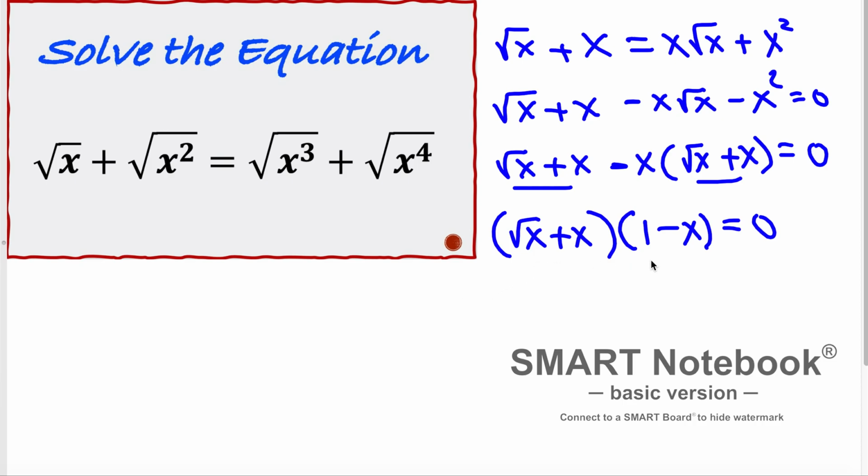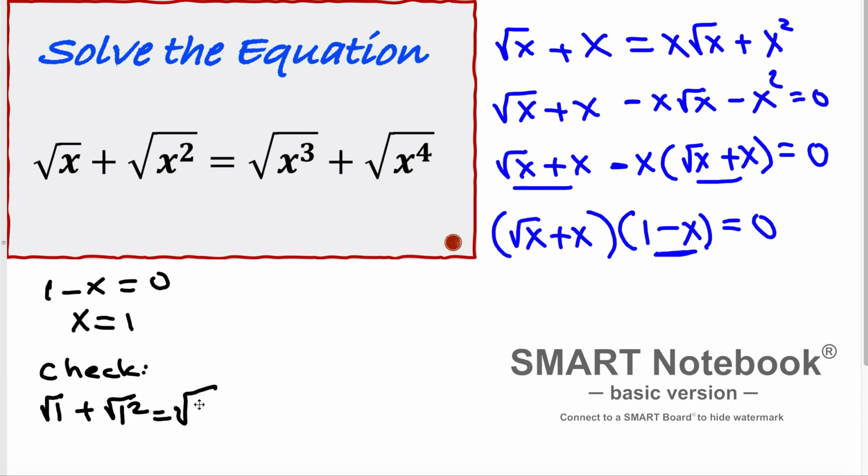And now we take the 1 factor. Let me take this 1 minus x: 1 minus x is equal to 0. Solving for x, x is equal to 1. Let's check whether it satisfies the equation. Square root of 1 plus the square root of 1 squared is equal to 1 cubed plus the square root of 1 to the fourth. So 1 is equal to 1, and this holds. So x equals 1 is one solution, and it satisfies the equation.